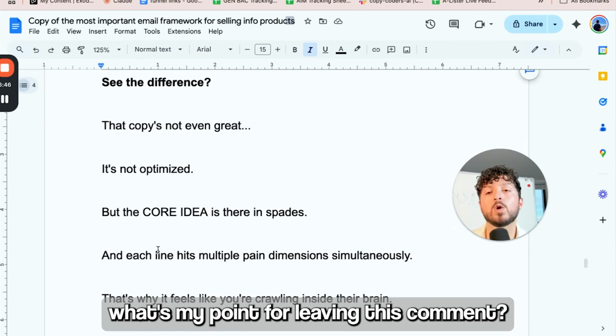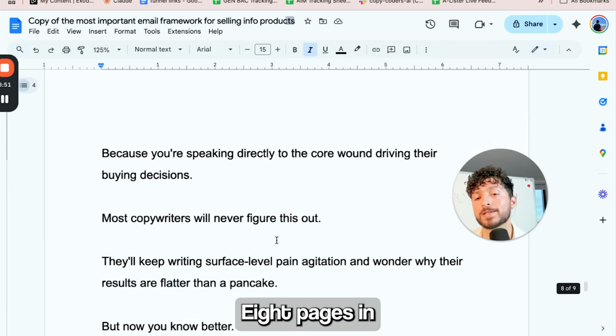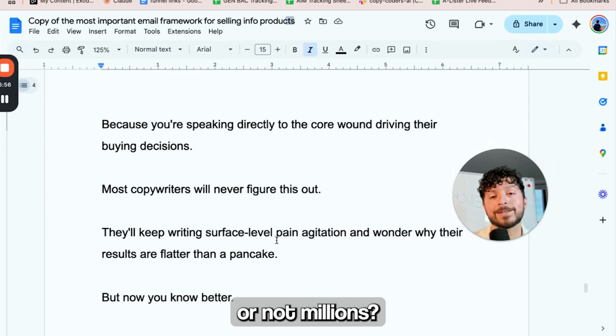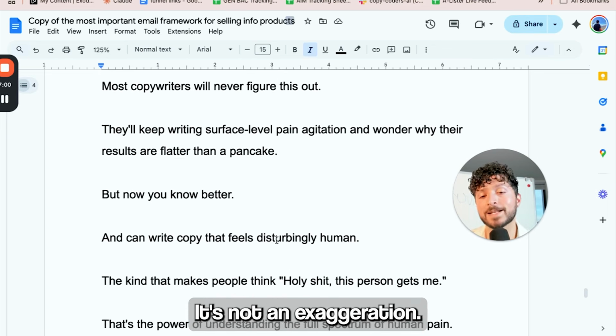Otherwise, you've got to ask yourself, what's my point for leaving this comment? Anyways, point being, we're very, very long, 8 pages in, and I haven't even given a call to action. And yet, how did this email make millions, or not millions, that would be awesome if it did. How did this email make thousands of dollars, right? That's not an exaggeration. So let's keep going.